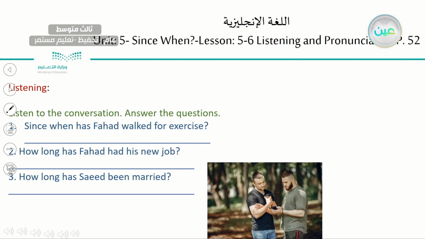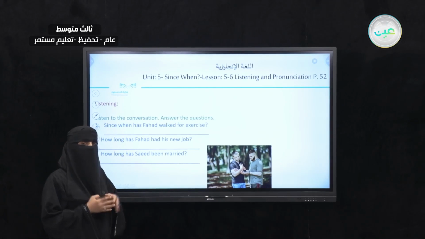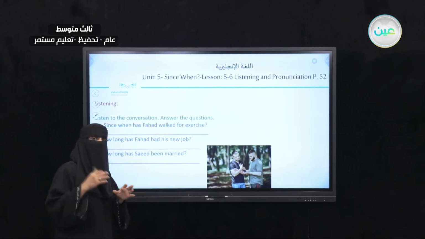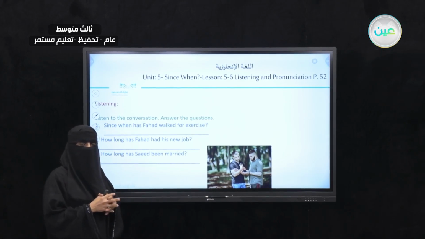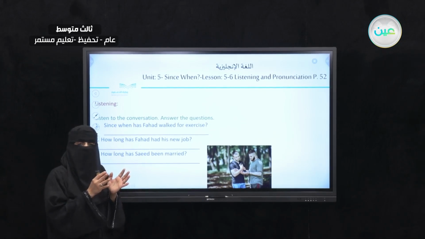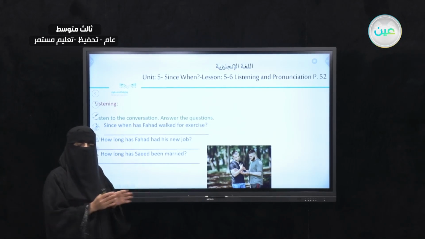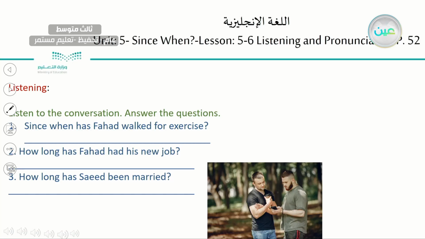From what we heard together, Saeed and Fahad are friends. Are they working together now? No, they used to work together. Now they don't work together anymore. So they are friends who used to work together, but they've been apart and they're starting to ask questions. The first question we have: since when has Fahad walked for exercise?